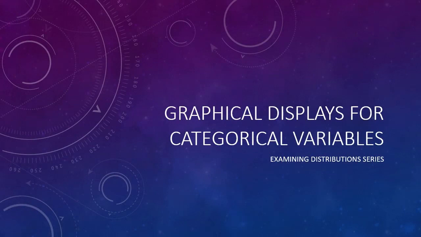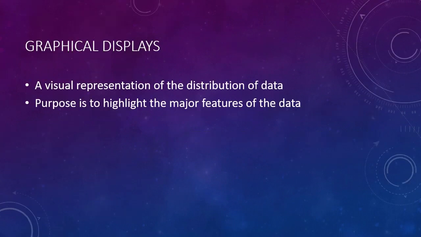Let's learn about graphical displays for categorical variables. What is a graphical display? It is a visual representation of the distribution of data. Recall that a distribution of a categorical variable refers to the frequency of category membership for each category of the variable. We can create a picture to convey this information.